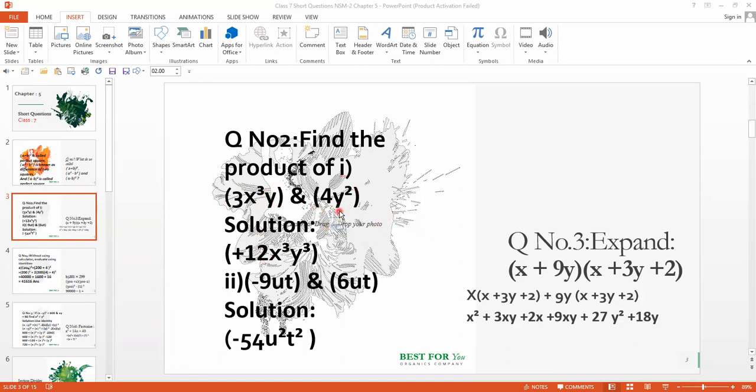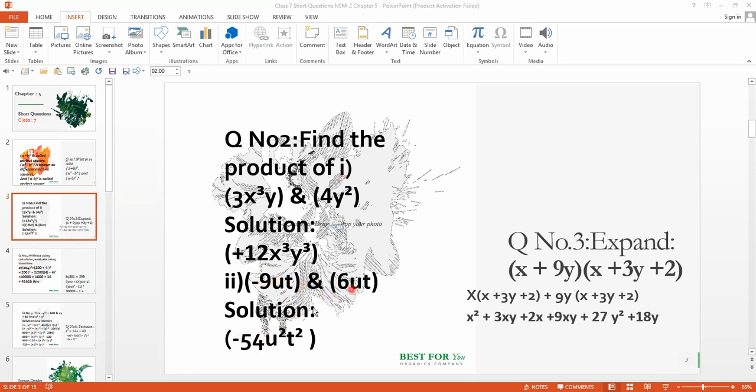So y1 and y2, 2 plus 1, it becomes cube. So when we have to multiply these two, we will get plus 12x cube y cube. Clear, beta? Now comes to the second part. Here, this one is the minus sign. This one has no sign, means it has plus sign. So plus into minus, 9 6 times 54.